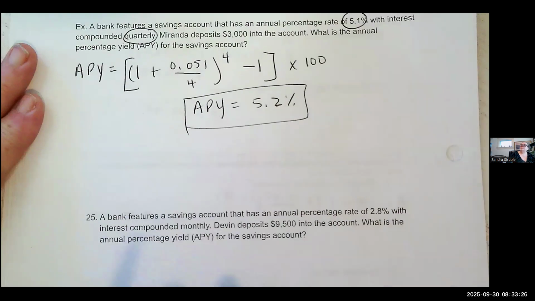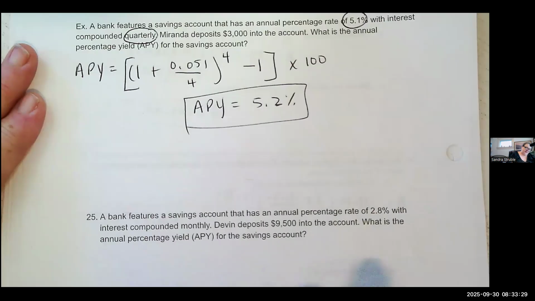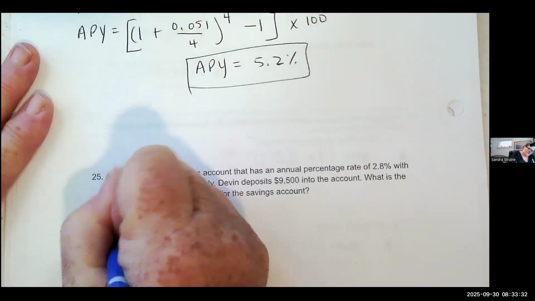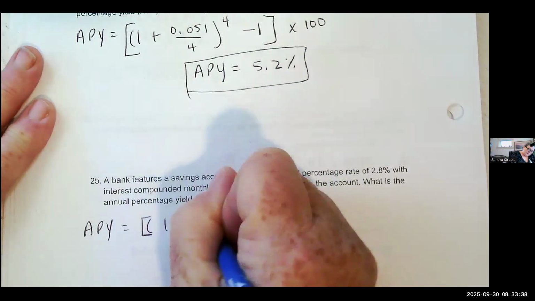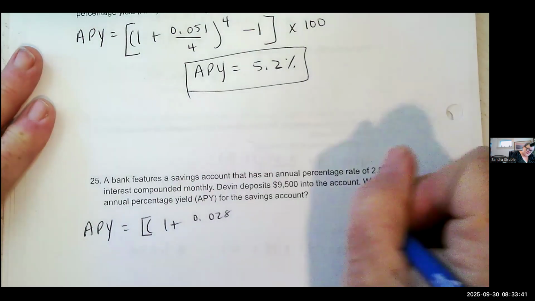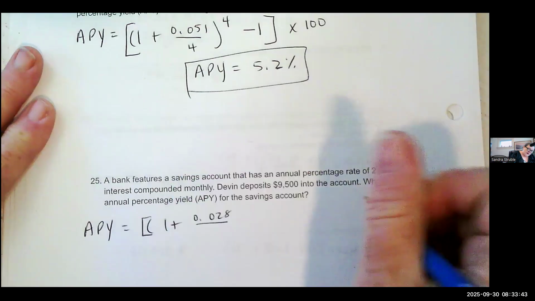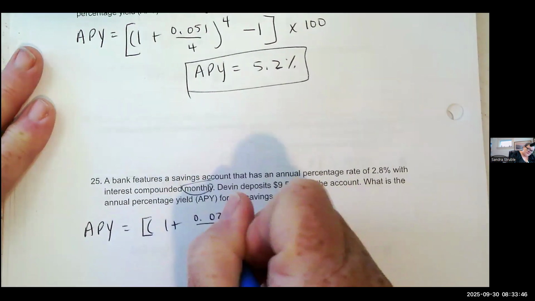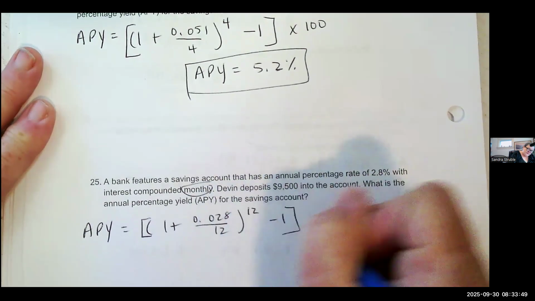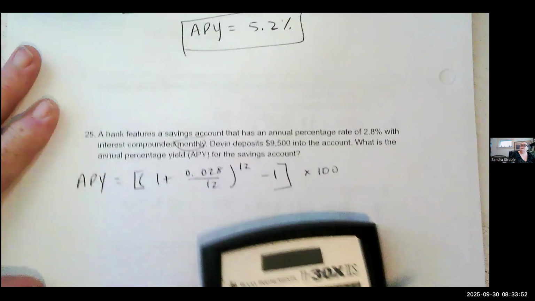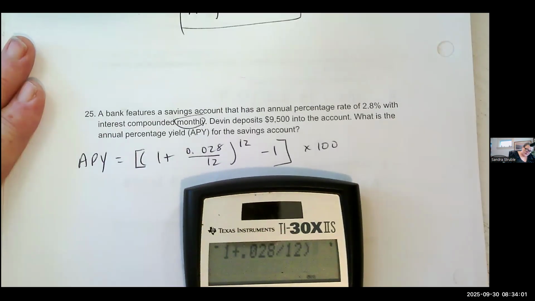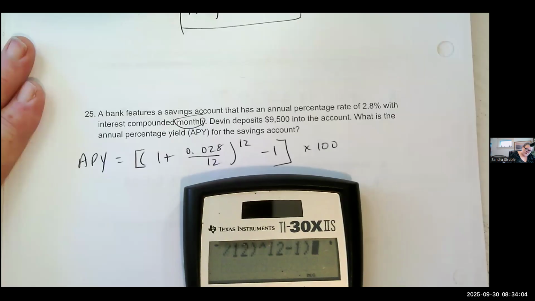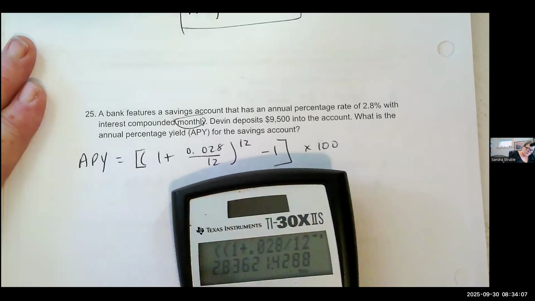I want you to pause the video and do the next one yourself, and then come back and see how you did. I'm going to throw it out here real quick. APY is equal to, you've got to have 2 parentheses, 1 plus 0.028 divided by the number of compounding periods, monthly, 12, raised to the 12, minus 1, times 100. Putting that in: open, 1 plus 0.028 divided by 12, close, caret, 12, minus 1, close, times 100 equals, and I got 2.8%.